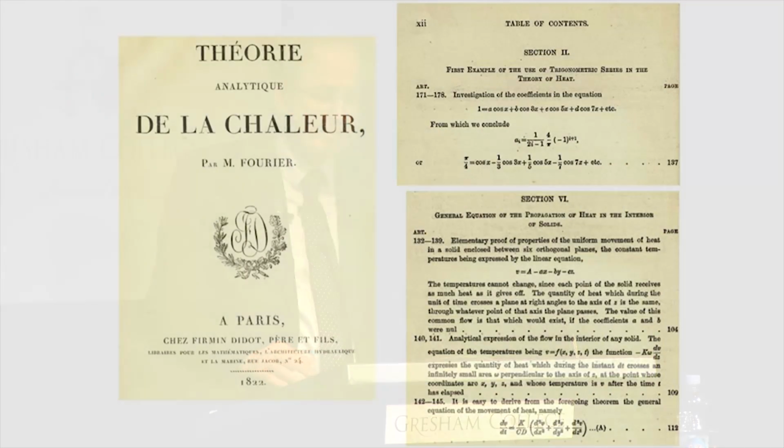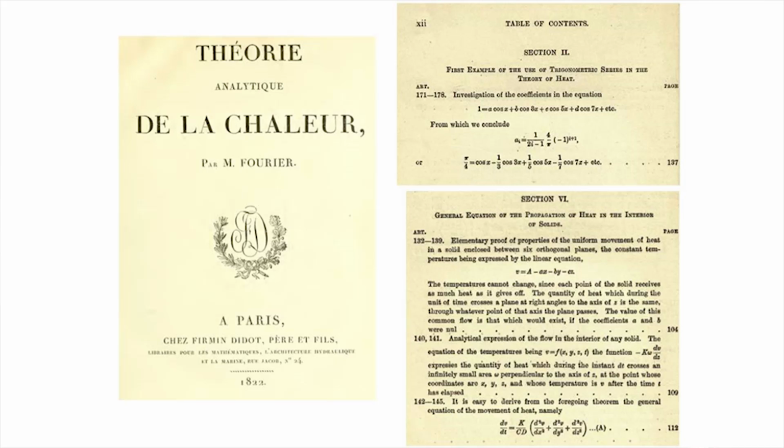And I want to pick out three things Fourier achieved. First, his derivation for the fundamental equation for the conduction of heat and the resulting temperature distribution. And here we see on the bottom right, from an English translation of 1878, the general equation for the propagation of heat in the interior of solids, and there it's given in 3 dimensions. I'm going to come back and talk a little bit about it in 1 dimension.